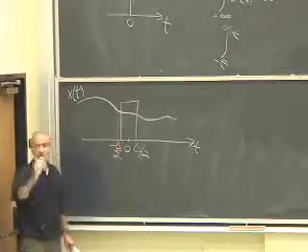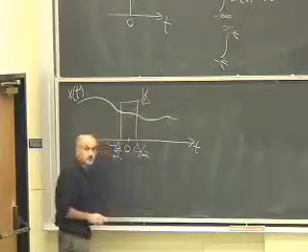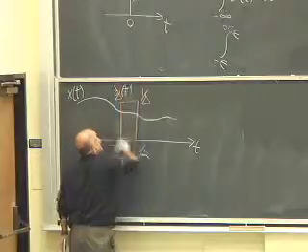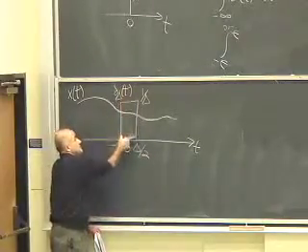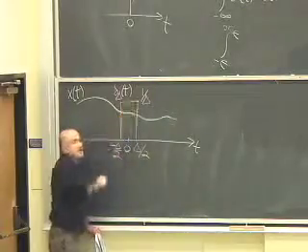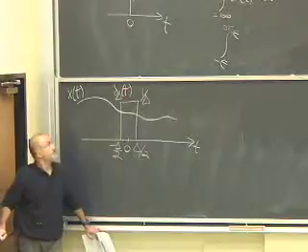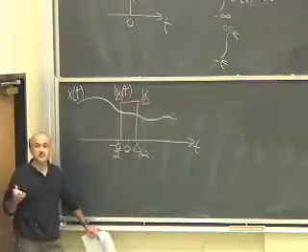The non-ideal impulse has width delta and height 1 over delta. We call this capital delta sub delta of t. It's centered around 0, and it's got a width delta and a height that's inversely proportional to its width. So the area under this non-ideal impulse is 1.